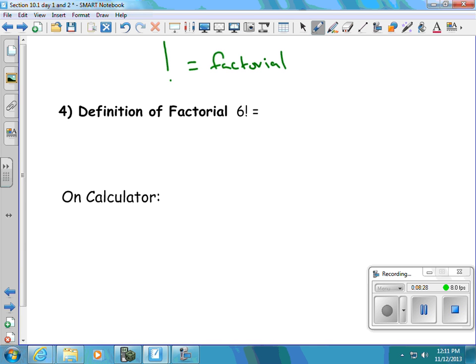What does factorial mean? It means take the integer, this is 6 in this case, and multiply it by every integer that is less than it down to 1. We don't go past 1 because if it's 0, that would be a pretty easy problem every time, wouldn't it? So 6 times 5 times 4 times 3 times 2 times 1 is 720.